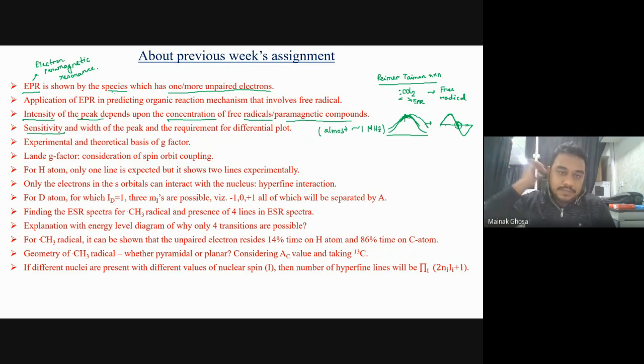Then there was a discussion on the experimental and theoretical basis of the g factor. It was shown that g has a value of 2.002 theoretically, and if you are going through experiment, there will be an accuracy of about 0.003, and this is the experimental value. But all these results come from considering no spin orbit coupling.